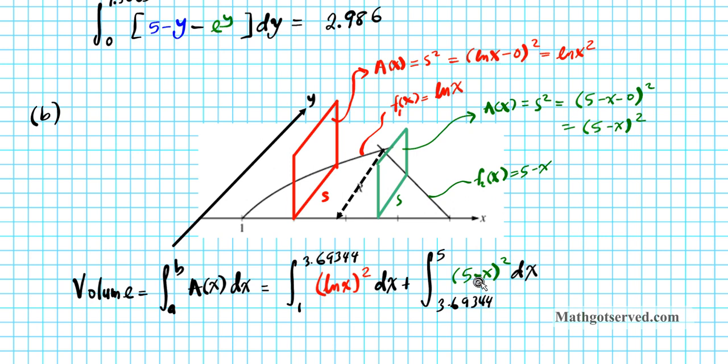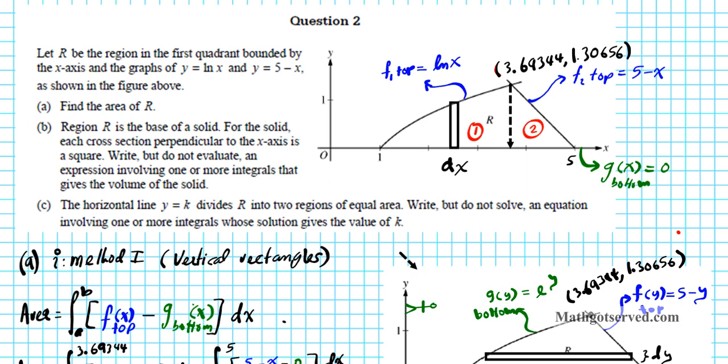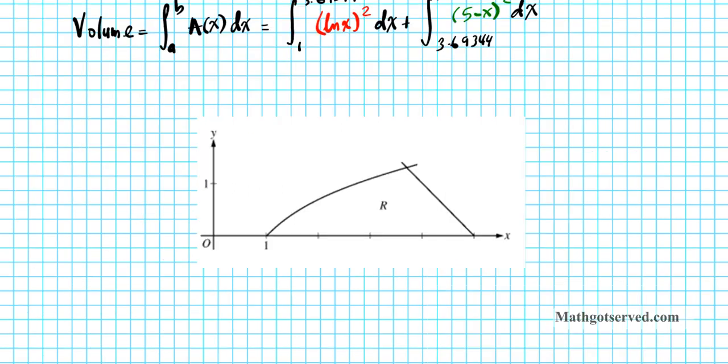Now let's take a look at part C. It says that a horizontal line y equals k divides R into two regions of equal area. Write but do not solve an equation involving one or more integrals whose solution gives the value of k. Okay, so let's take a snapshot of the graph again. So this is portion C.